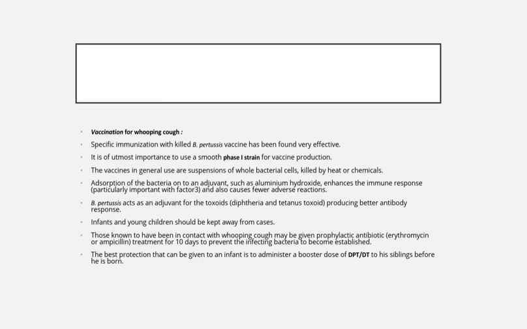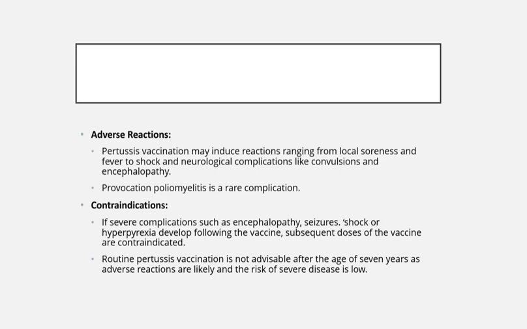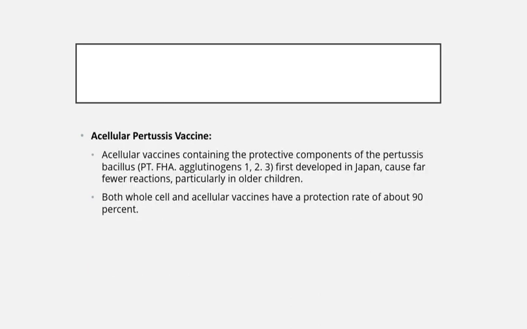the antibody response. Adverse reactions: pertussis vaccination may induce reactions ranging from local soreness and fever to shock and neurological complications like convulsions and encephalopathy. The provocation of poliomyelitis is a rare complication. If severe complications such as encephalopathy, seizure, shock, or hyperpyrexia develop following the vaccine, subsequent doses of the vaccine are contraindicated. Routine pertussis vaccine is not given after the age of 7 years as adverse reactions are likely and the risk of severe disease is low.